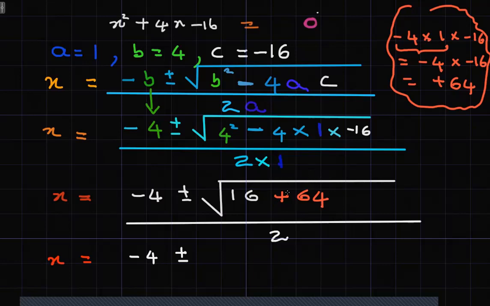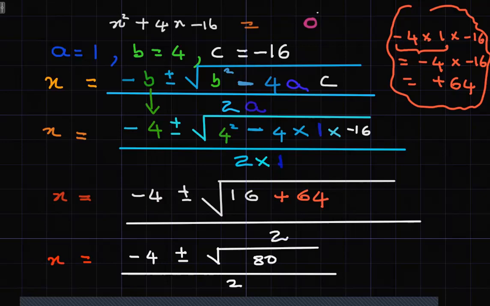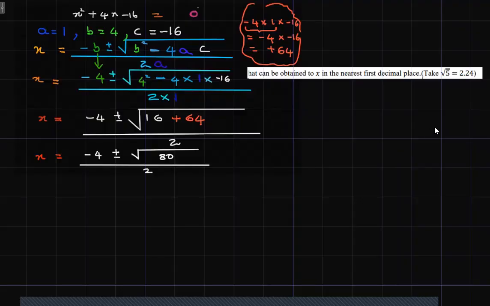All right? So what do we do then? Put the square root sign. Got to add. What is 16 plus 64? That's 80. Divided by 2. So now we have got x equals minus 4 plus or minus square root of 80 divided by 2.